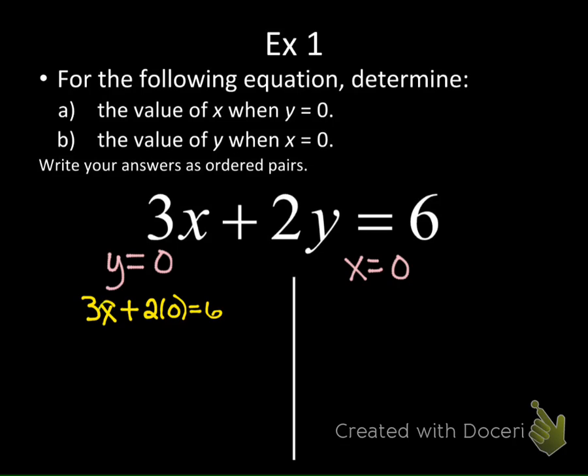So 3x plus 2 times 0 equals 6. Okay, so basically now we just have an equation we're going to solve for. So I'm going to circle my variable. I'm going to draw my line of equality. Now let's make this a little easy on ourselves. Anything times 0 is going to be 0.